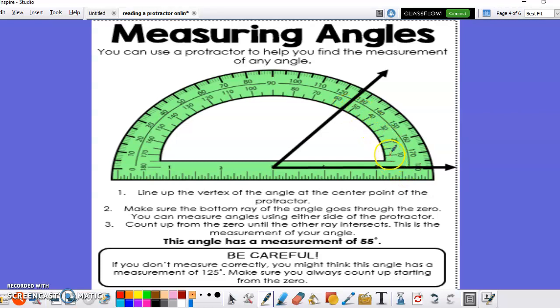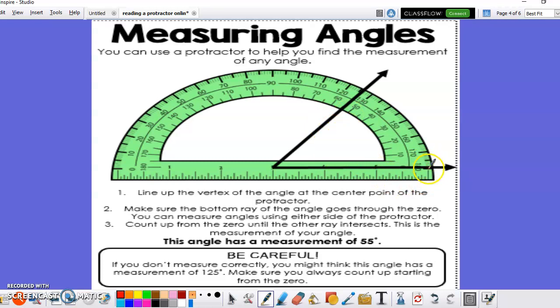So here I'm at 50, so it's in between 50 and 60. Now I'm going to look here. Well, what's in between 50 and 60? If it's on that halfway point, it is 55. So I know that the measure of this angle is 55.